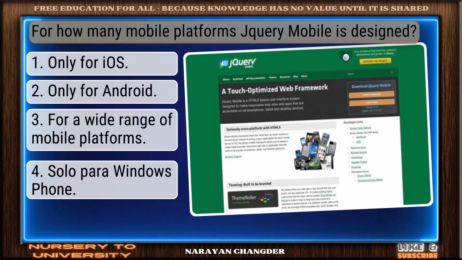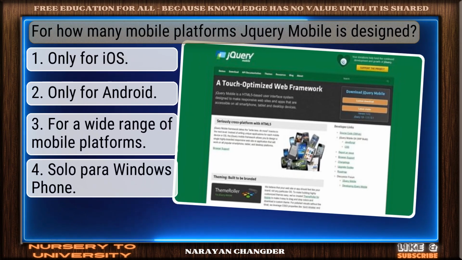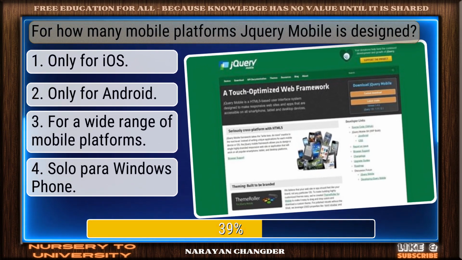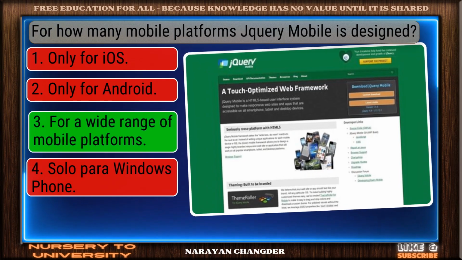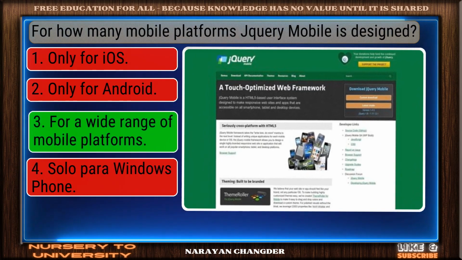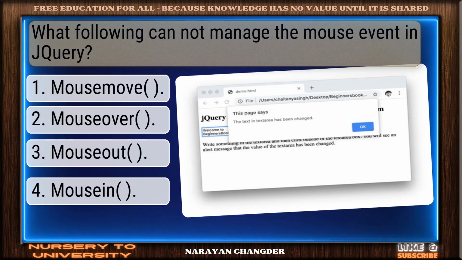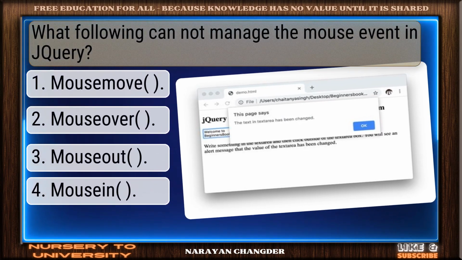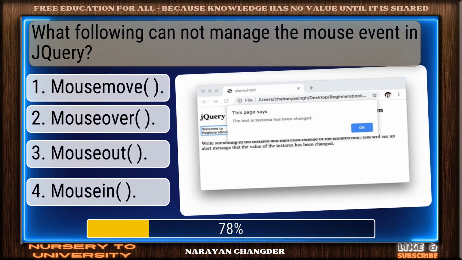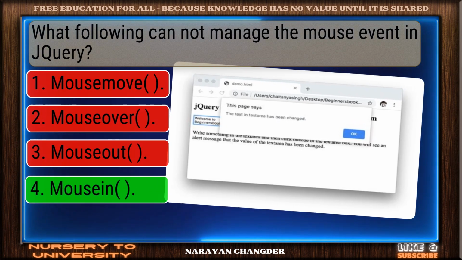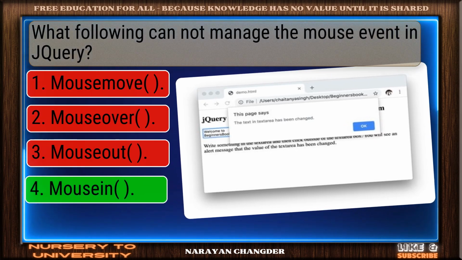Question number 21. For how many mobile platforms is jQuery Mobile designed? Sharp thinking. For a wide range of mobile platforms is the right choice. Question number 22. Which of the following cannot manage the mouse event in jQuery? Correct response. Mouseout is the most accurate answer.